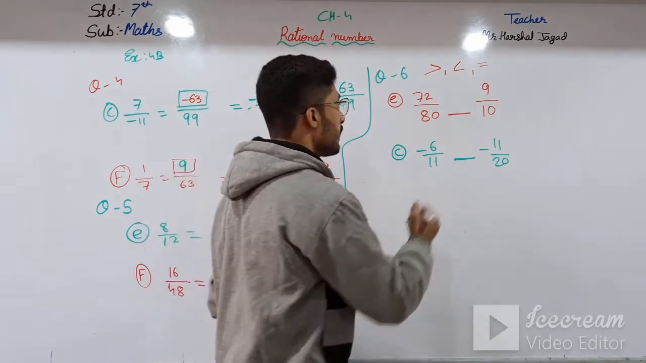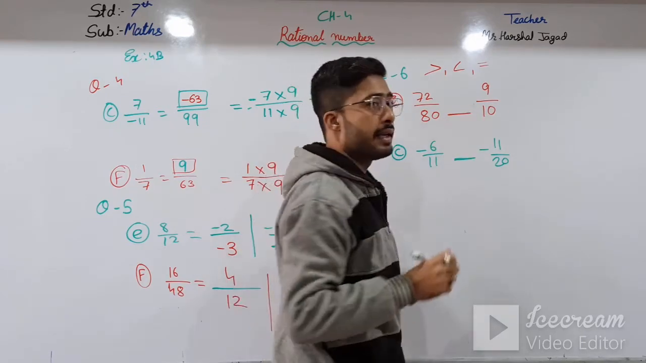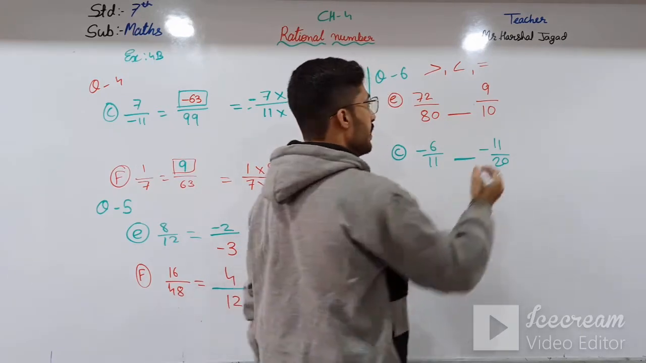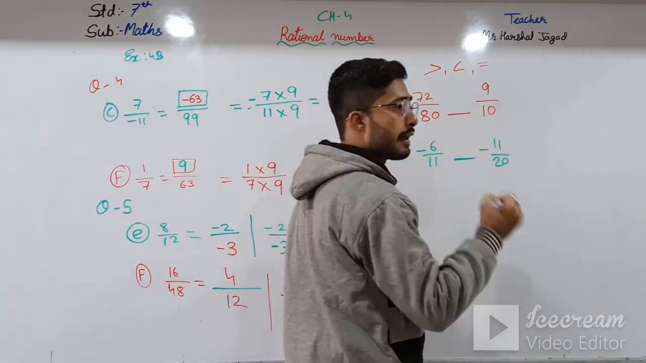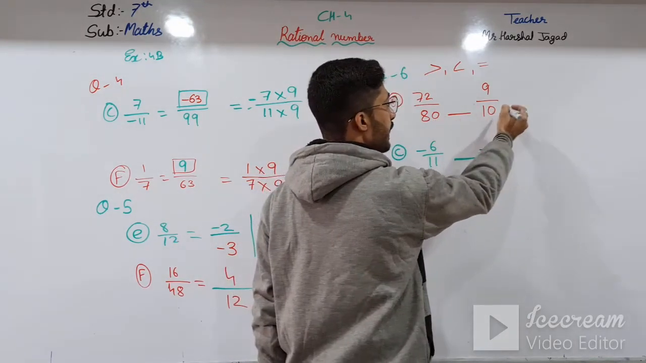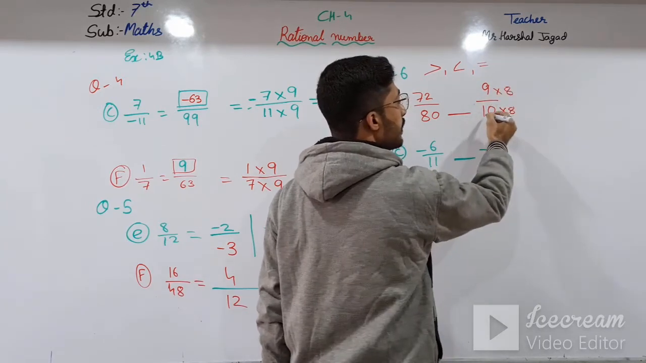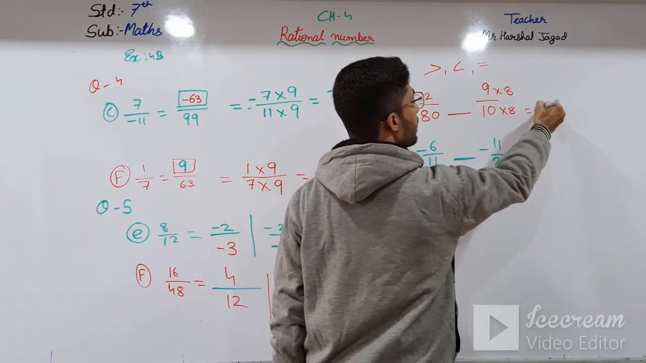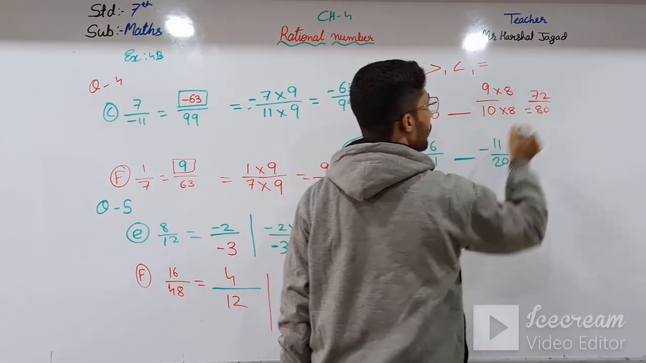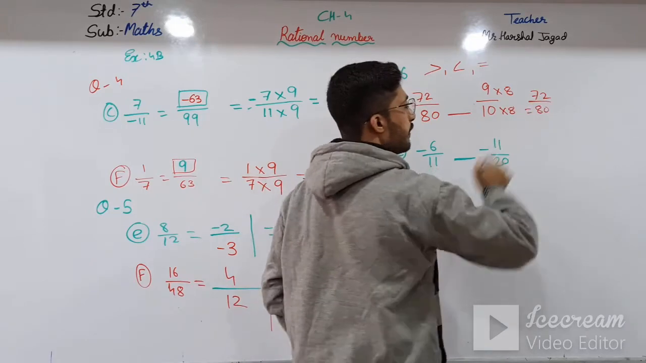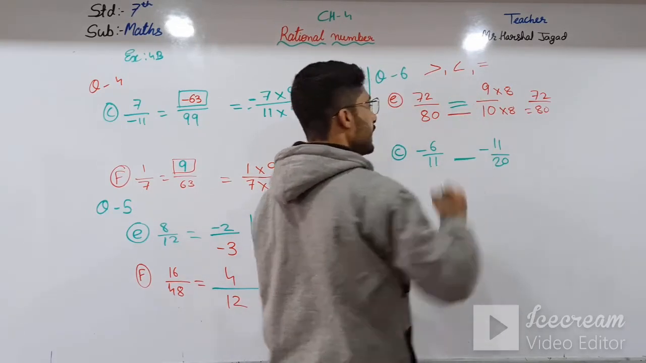Here we know that if we want to make the denominator similar, we take the LCM. Here it is 80 and here it is 10. If I multiply 10 with 8 and 9 also with 8, 10 8s are 80, 9 8s are 72. So we have got 72 by 80. So these both are equal.